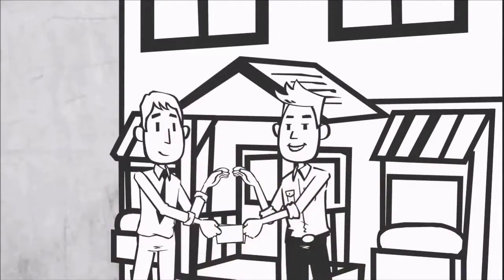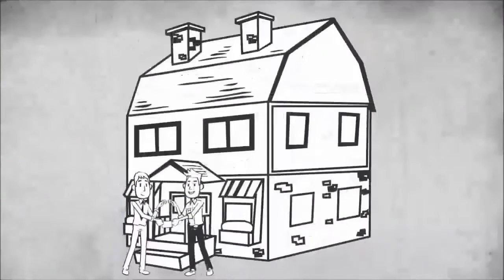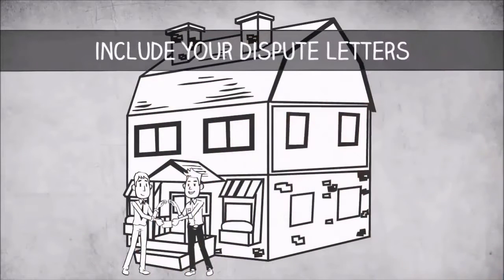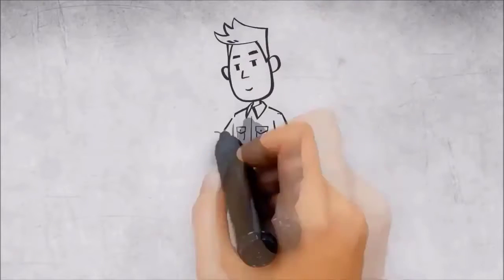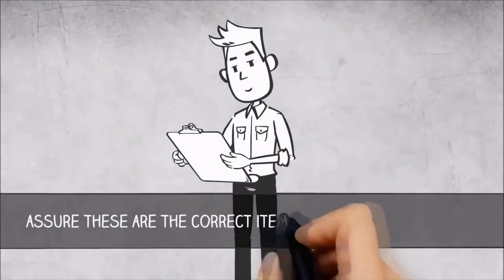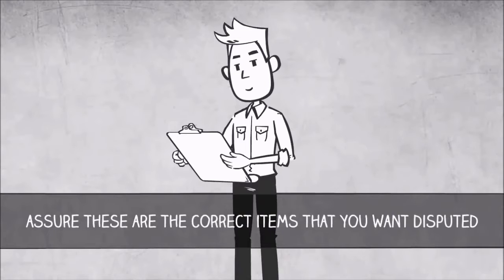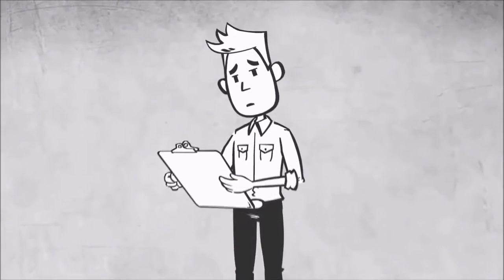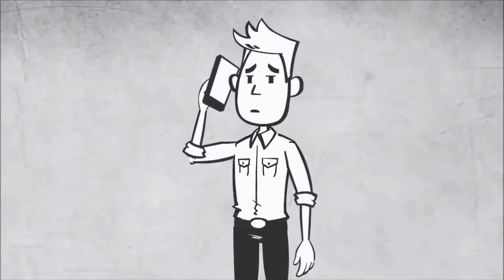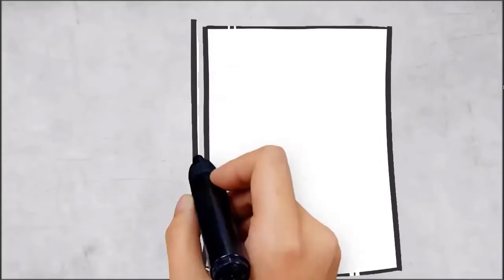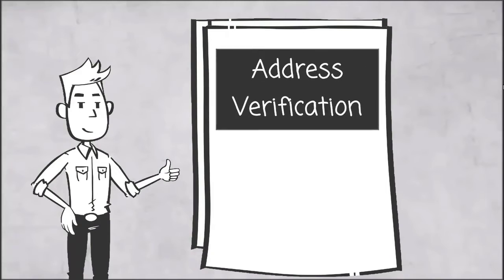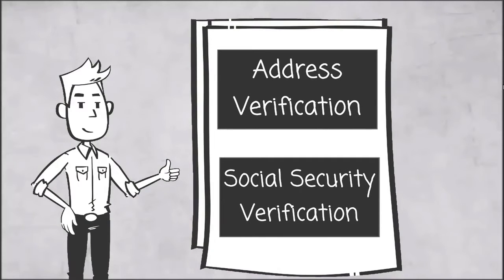They will be mailed to your home in a 9x11 white envelope that contains a packet of information on the dispute process and your dispute letters for Experian, Equifax, and TransUnion. Review these documents carefully to assure these are the correct items that you want disputed. If changes need to be made to your dispute letters, please contact us at United Credit and we will make the necessary corrections. After reviewing your letters, you will also need to add an identification document page to each.